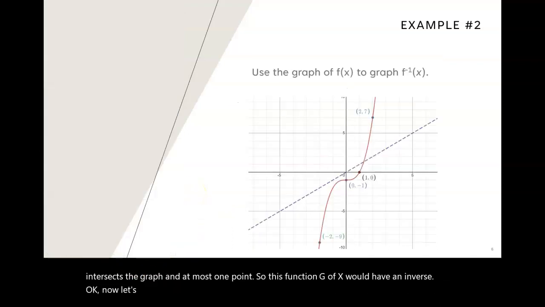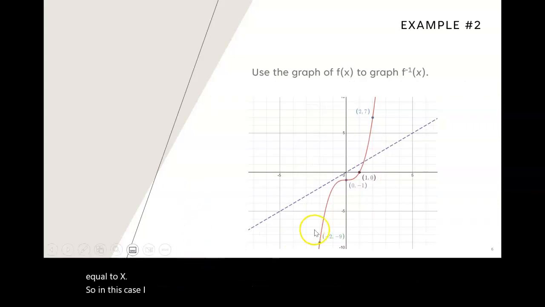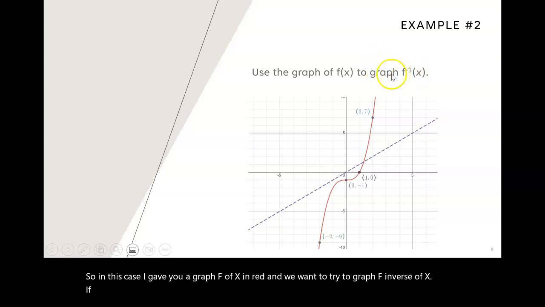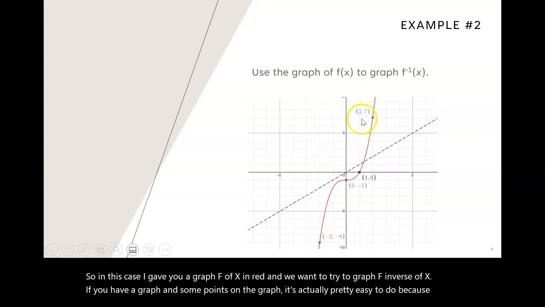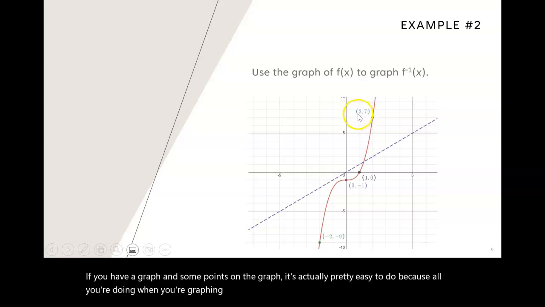Okay, now let's get back to this idea of a function's inverse being a reflection across the line y is equal to x. So in this case, I give you a graph, f of x in red, and we want to try to graph f inverse of x. Well, if you have a graph and some points on the graph, it's actually pretty easy to do because all you're doing when you're graphing an inverse is you're graphing the points with x and y switched.